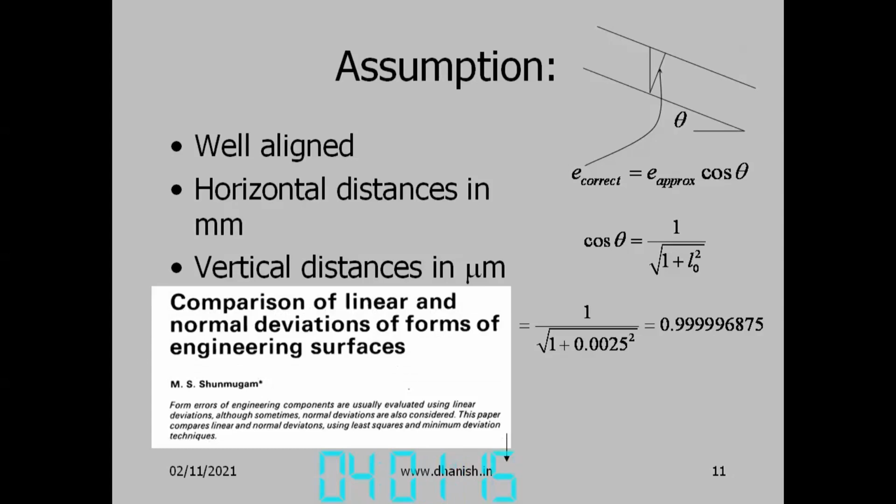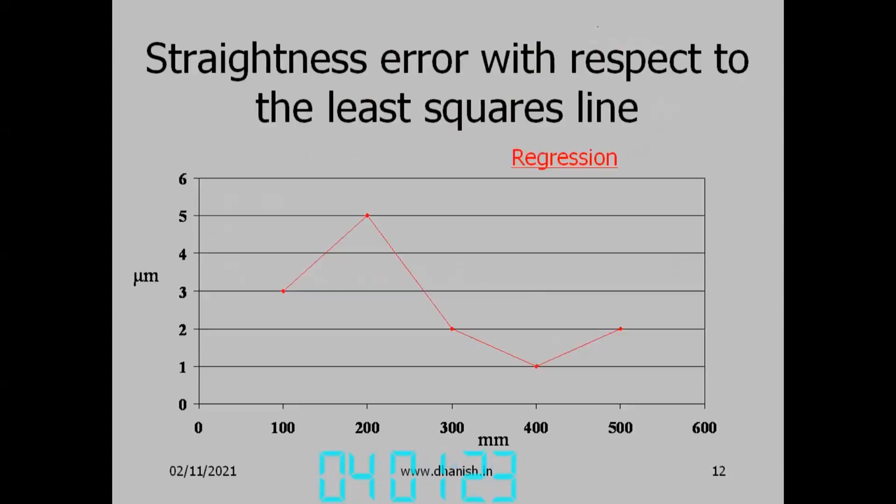That was more than 30 years back. So that is with respect to the endpoint line. But the endpoint line also is not mathematically very elegant, so many mathematicians used to object to it. Many people ask, why can't we use a regression line, the best fit regression line, to determine the straightness?